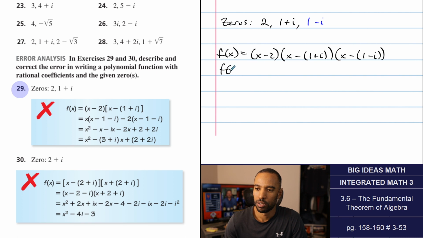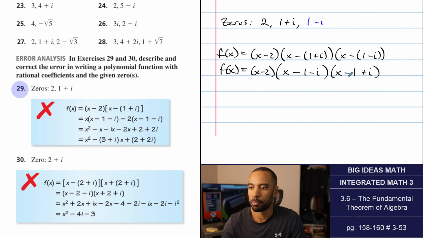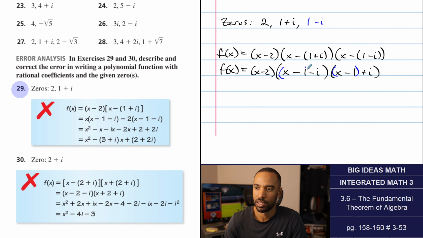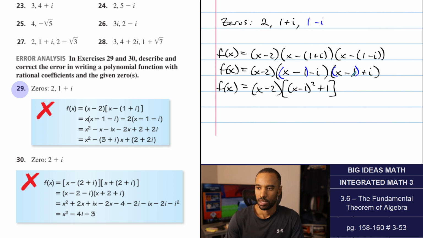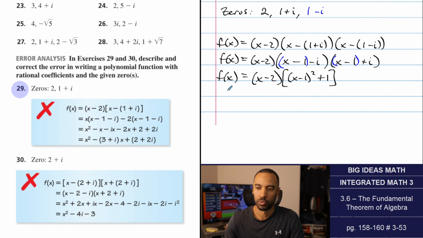Here, distribute the negative, x minus 1 minus i, and here, x minus 1 plus i. And let's group up this time x minus 1 as our a, and i as our b, for a minus b times a plus b. So it distributes to become a squared minus b squared. Now let's see if we can do this in one step. A squared is x minus 1 quantity squared. Minus b squared, we're going to subtract i squared, which is subtracting negative 1. That means we're doing plus 1.